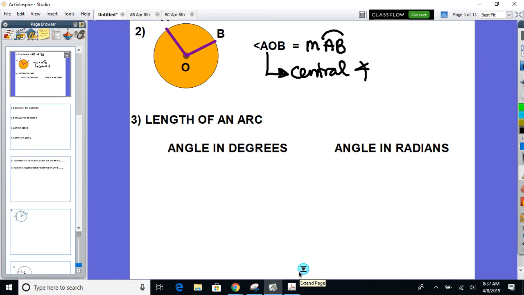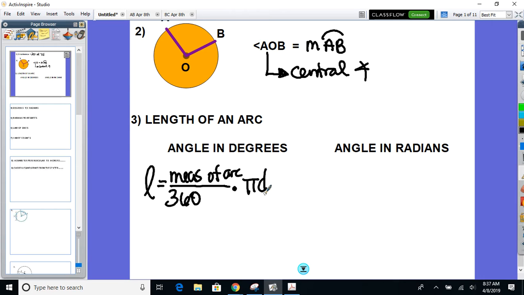This comes from Friday's notes. Length of an arc. If the angle is in degrees, you do the measure of the arc over 360 times circumference. That's if the angle is in degrees. And then on Friday you learned, well, not all angles are in degrees. They're sometimes in radians. If that's the case, S, which is the arc length, will be equal to the angle in radians, theta, times the radius length, S or r, whatever you want to refer to it as. Arc length is equal to the angle in radians times the radius. We all good there? All good?